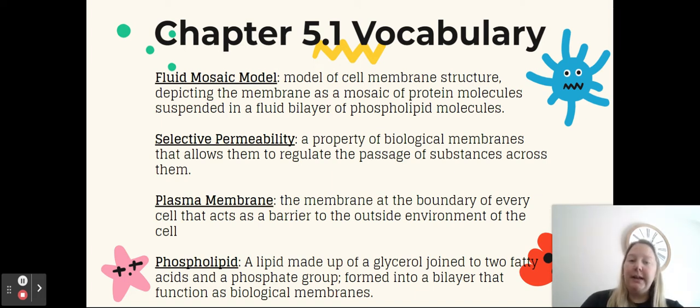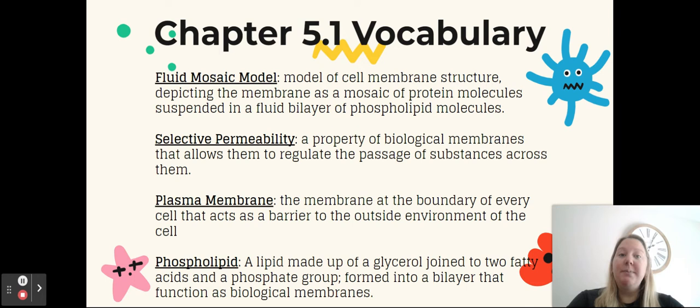Selective permeability is a property of all biological membranes that allows them to regulate what materials can pass through the membrane easily and which ones cannot. The plasma membrane is another term for the cell membrane. It is the membrane at the boundary of every cell that acts as a barrier to the outside environment of the cell.